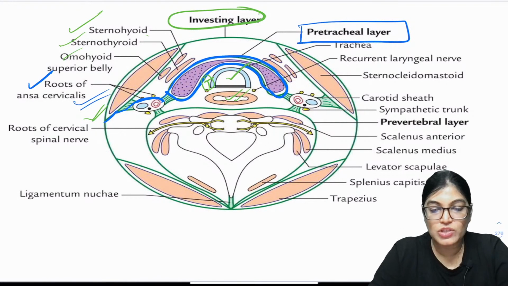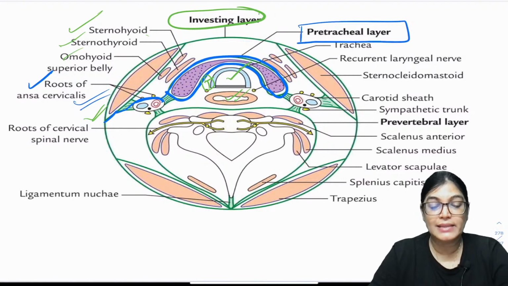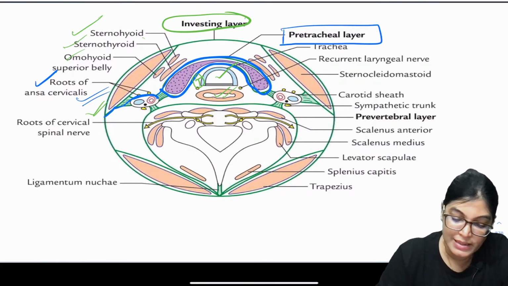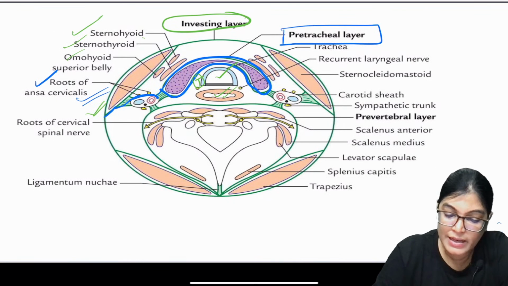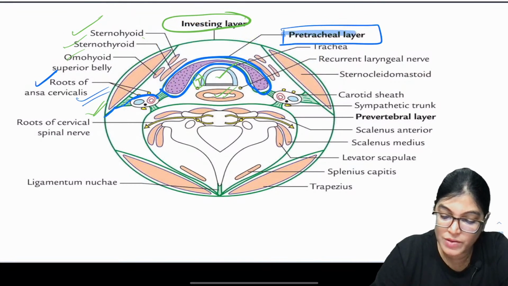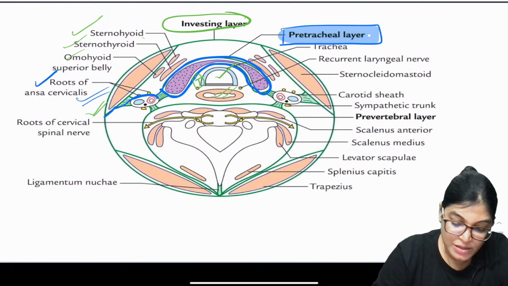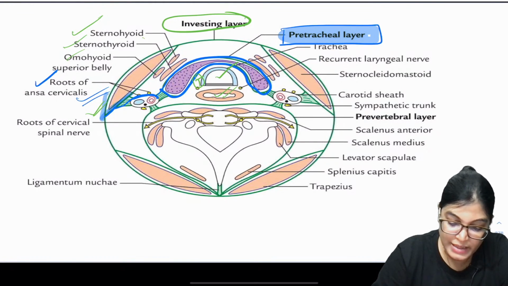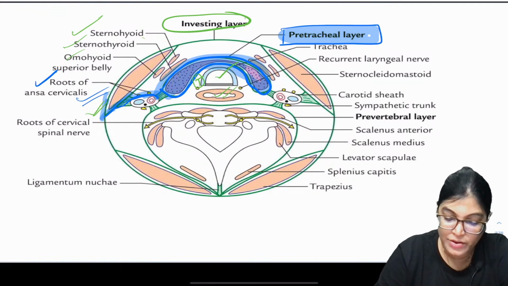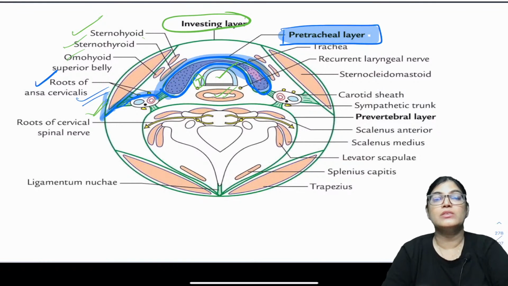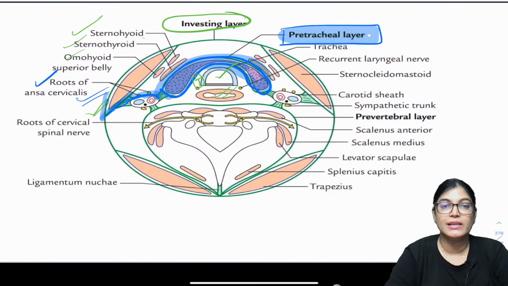When traced horizontally, it merges with the investing layer of deep cervical fascia enclosing the sternocleidomastoid muscle and forms the anterior layer of the carotid sheath. We can clearly see this in the horizontal tracing. It arises from the investing layer posterior to the sternocleidomastoid, forming the anterior wall of the carotid sheath, and it is also enclosing the thyroid gland as shown in the diagram. So these are the details of the pre-tracheal layer.